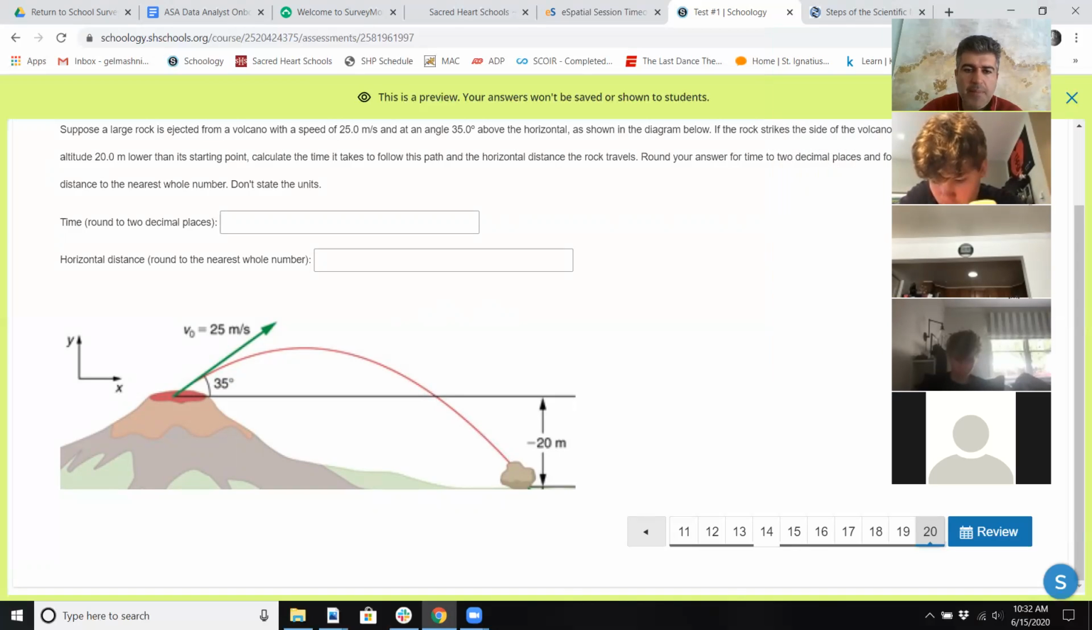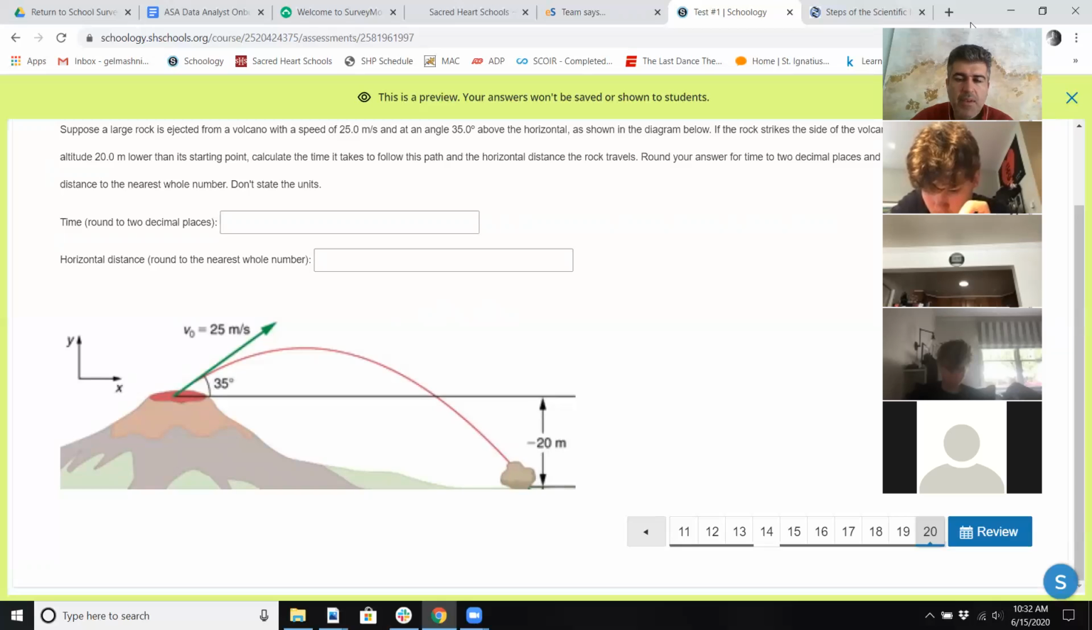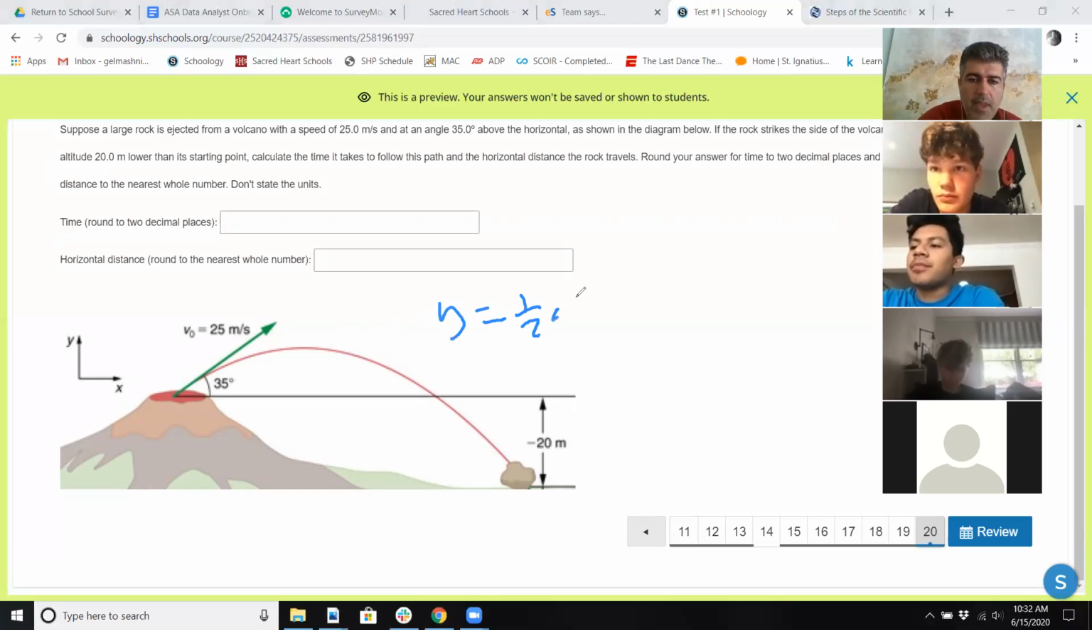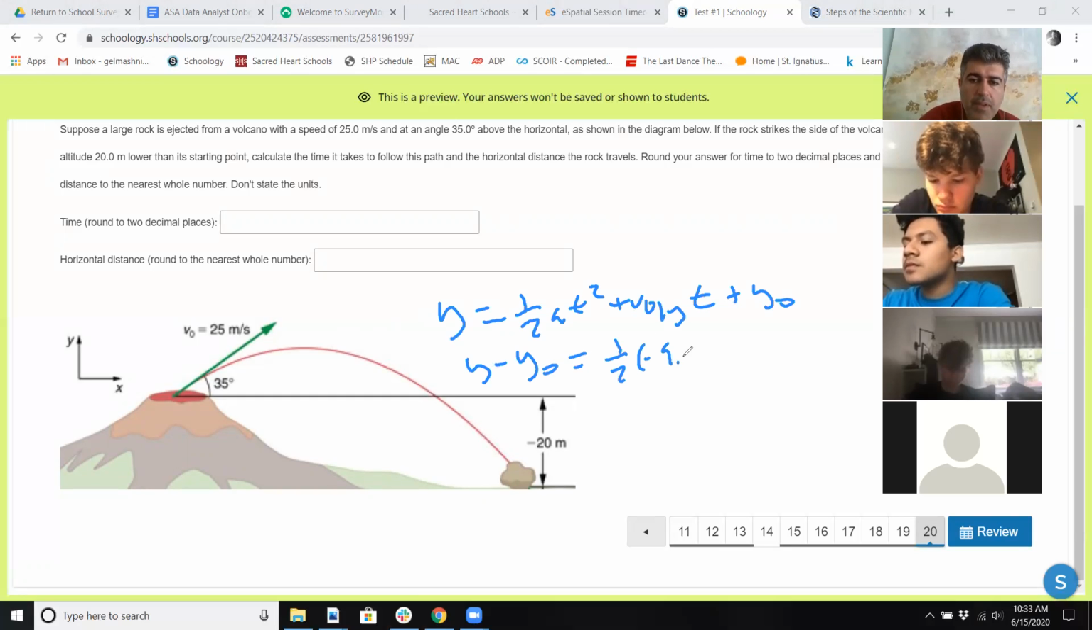So solving for the time, we do have to get the vertical component of the velocity. And we do know that the final position is going to be -20. So initially it starts at 0 and goes down to -20. So you're doing y equals 1/2 a t squared plus v0 in the y direction times time plus y0. So we do y minus y0, 1/2 times -9.81.